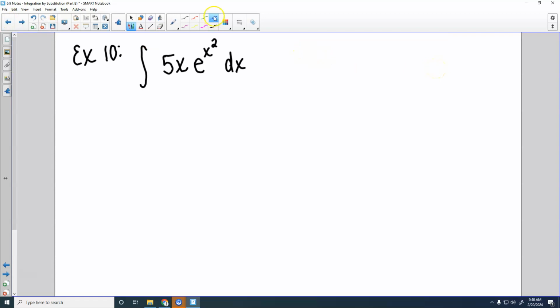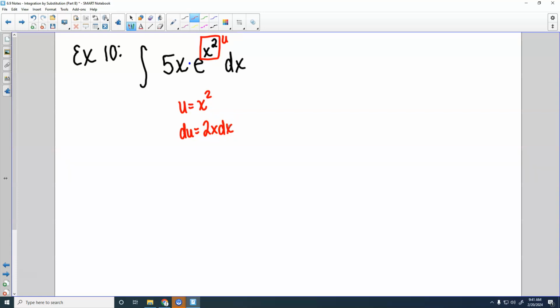All right, let's look at this one. Now this one's got a little bit more going on. We got 5x e to the x squared dx. But we got that e to a power. It's probably still going to be the case that this is my u. And what's the derivative of x squared? 2x. So it would have an x to the first power. So this is going to be the way to go. So u is x squared. Du is going to be 2x dx.